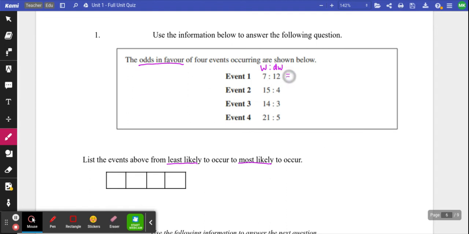If you converted all of these to probabilities, the first number would always be the top number because that's what you want. And then if you added the numbers together, 7 plus 12 is 19. The probability is 7 out of 19. And if you kept doing that for all of these, this would become 15 over 19. This would become 14 out of 17.